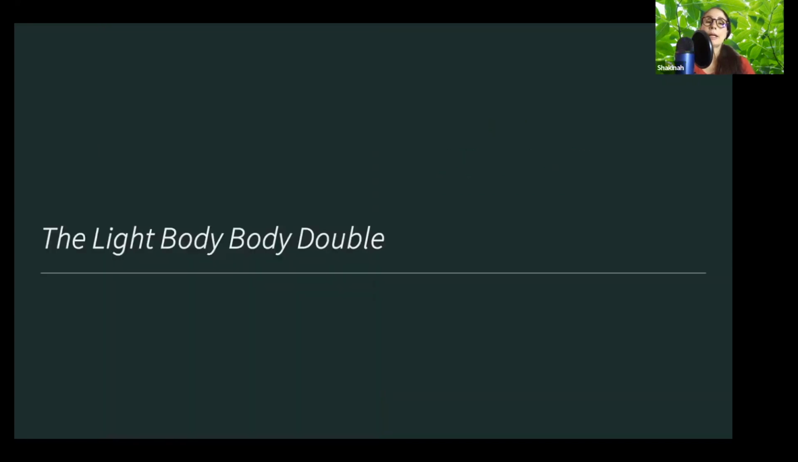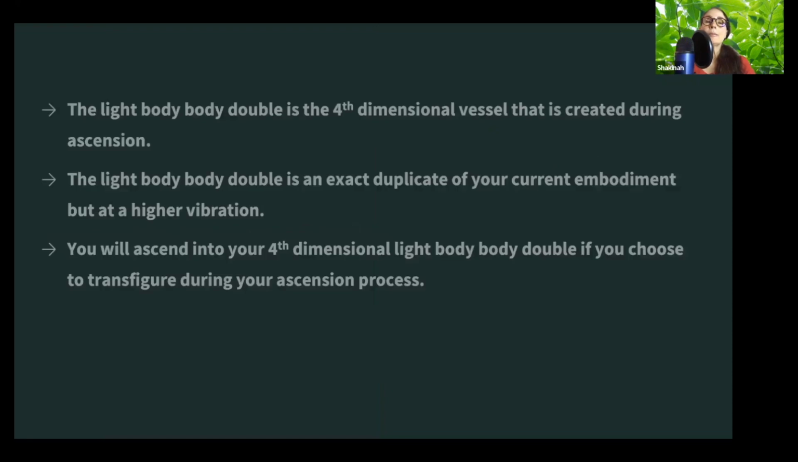The light body, body double. The light body, body double is the fourth dimensional vessel that is created during ascension. The light body, body double is an exact duplicate of your current embodiment, but at a higher vibration. You will ascend into your fourth dimensional light body, body double if you choose to transfigure during your ascension process.